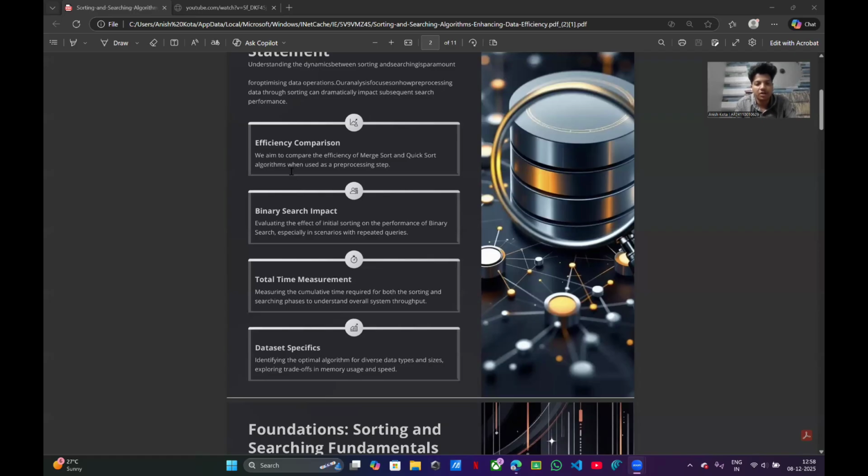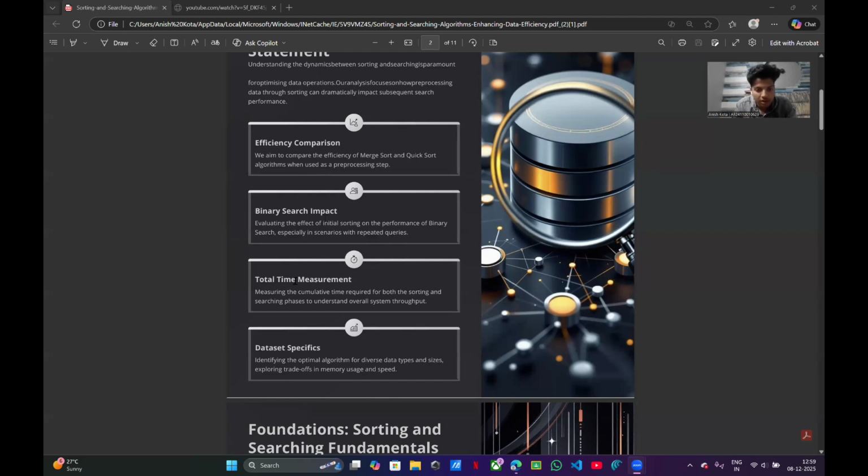Coming to the first, efficiency comparison. We compare merge sort and quicksort to see which one is better as a pre-processing setup. Coming to the next, binary search impact. Binary search works best only when the data is already sorted. So better sorting means faster searches, especially when we search repeatedly.